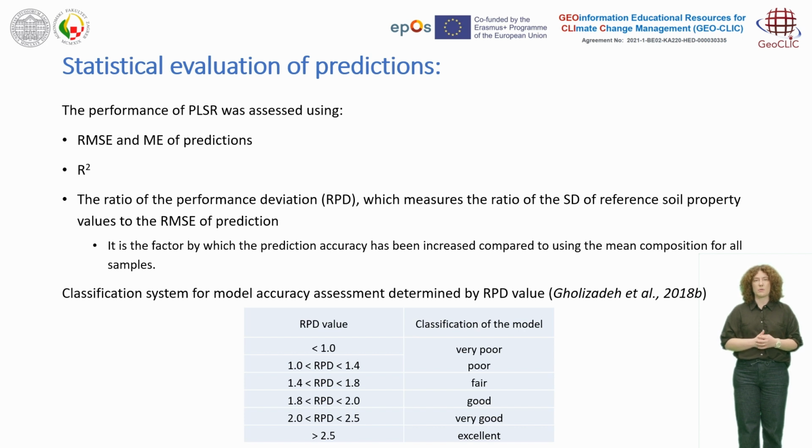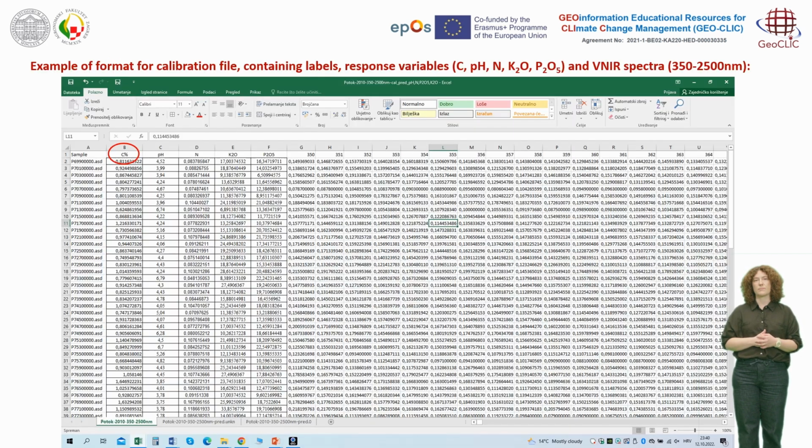We classify our model by the classification already done by Golizadeh et al. 2018, and we can see these ranges of RPD value. This is the final statistical parameter to evaluate prediction accuracy.